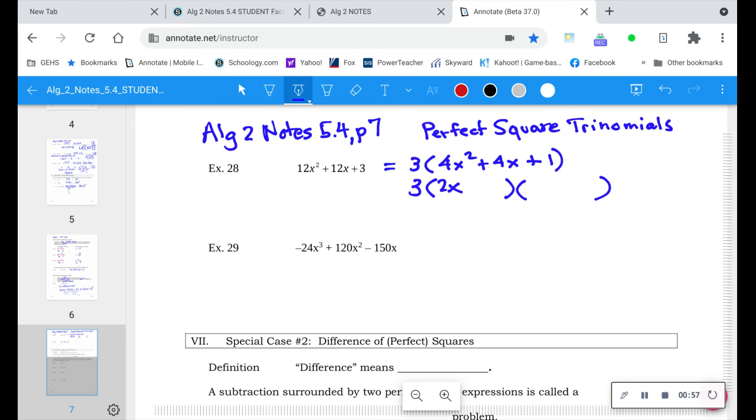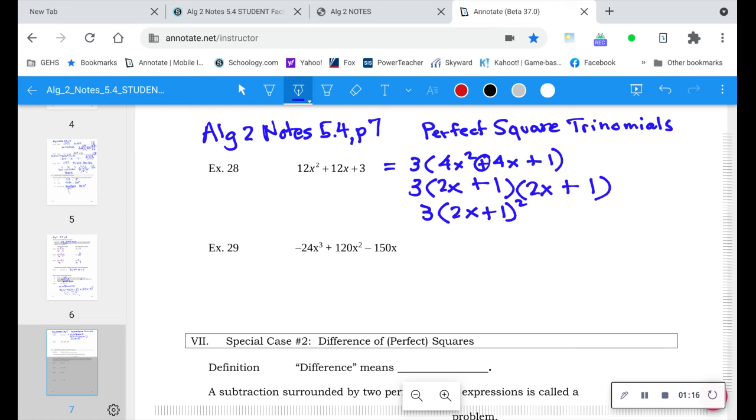All you do here is take the square roots of the ends. 2x times 2x gives that 4x squared, and 1 times 1 to get the 1 on the other end. And you borrow the sign of the middle both times. And since you have a repeat factor, you can use an exponent to express it. Second power.